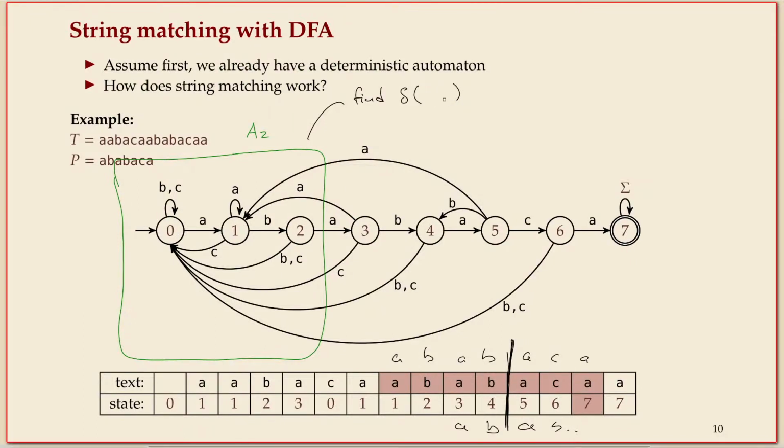Sorry, that's the easy one. That's this one. The interesting one is finding, say, with a C where we have to go to, if we're in state 2, which previously was this accepting state.